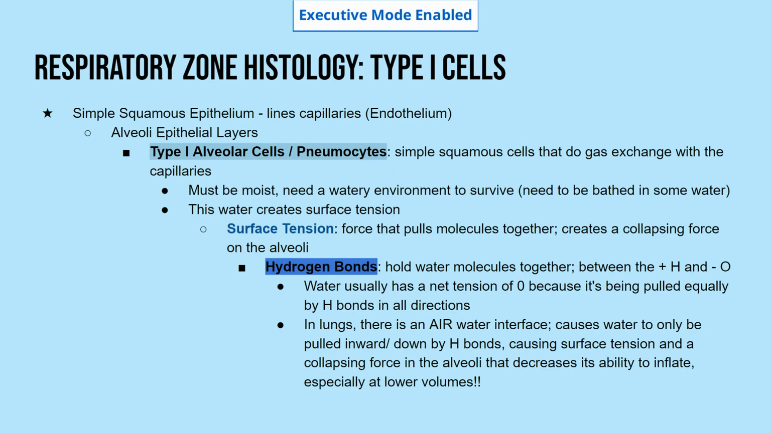Okay, so now we're getting into the respiratory zone histology. We have simple squamous epithelium that lines the capillaries. And then in the alveoli, there are two important types of cells. You have type 1 alveolar cells, or pneumocytes. These are simple squamous cells that do gas exchange with the capillaries. So these need to be in a moist or watery environment to work well.